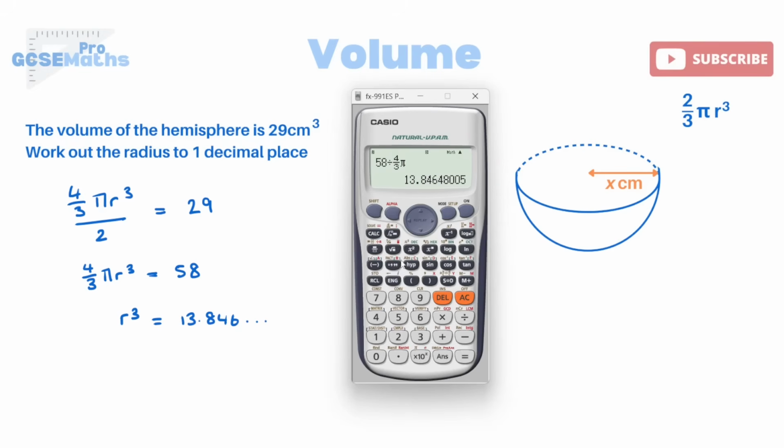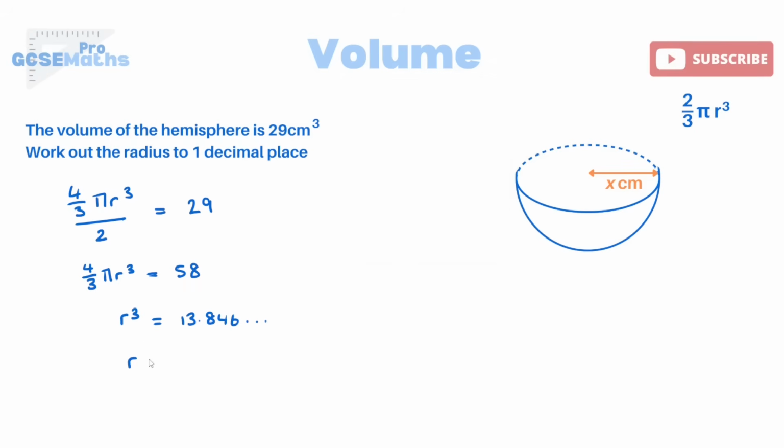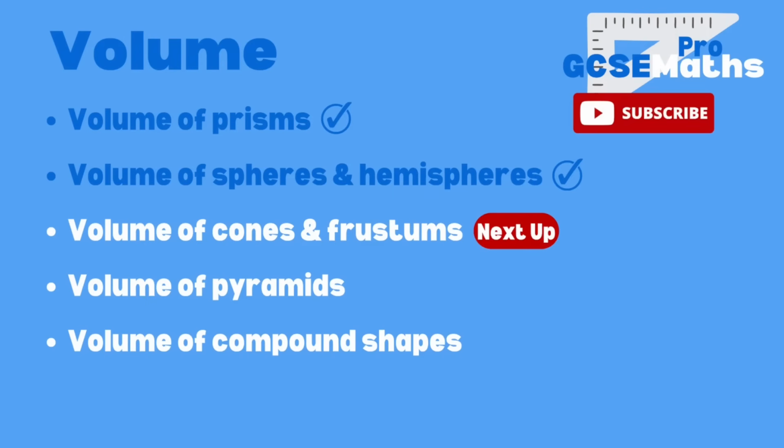Then go straight into your cube root answer to copy all of the decimals. Now I can round it to 1 decimal place because that would be the radius, 2.4. So it's just basically an extra step. Unless you've used the hemisphere formula directly, it's not any extra steps. But don't forget to put that divide by 2 if you don't have the formula for a hemisphere. So that pretty much covers spheres and hemispheres. The next video would be cones and frustums.